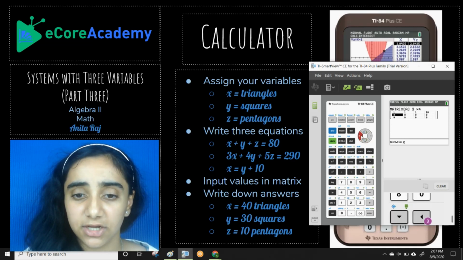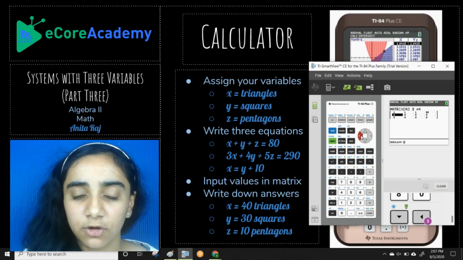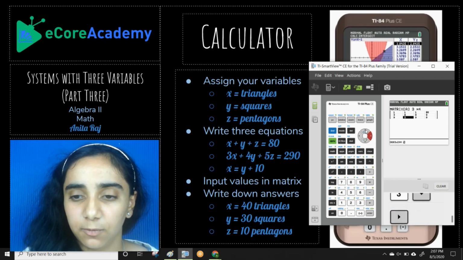My second equation here is 3x plus 4y plus 5z equals 290. Well, the coefficient of x in this case is 3, positive 3. So I'm going to type 3 in. Then the coefficient of y is 4, so I'm going to type 4 in. The coefficient of z is 5, so I'll type 5 in. And then this all equals 290. So I'm going to be typing 290 in. So the second equation is already set in our calculator.